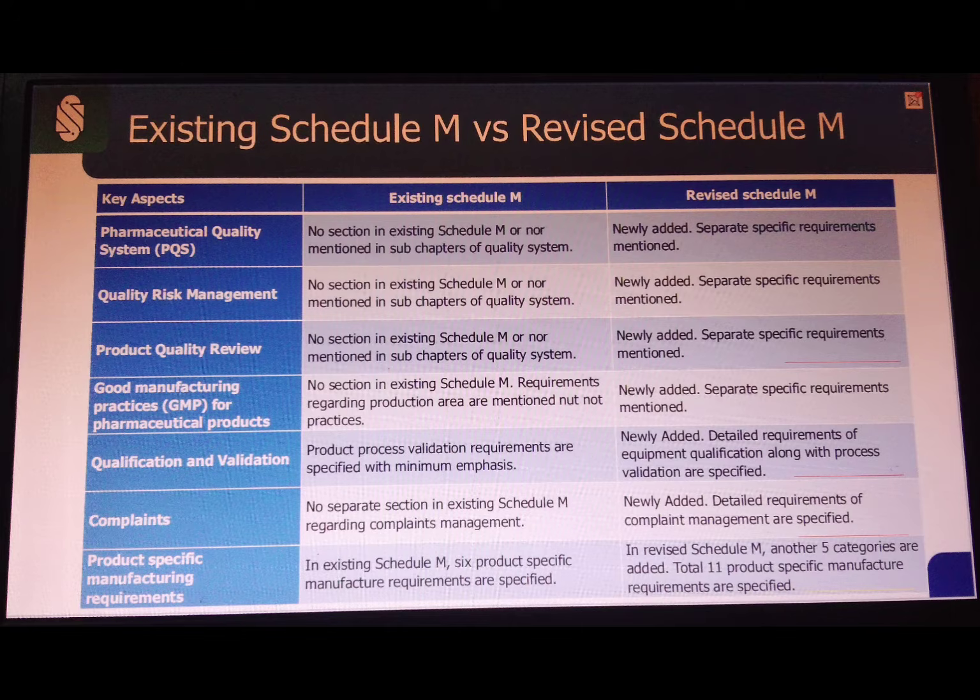Product specific manufacturing requirement. In the existing Schedule M, 6 product specific manufacturer requirements are specified. On the other hand, in the revised Schedule M, another 5 categories are added. Total 11 product specific manufacturer requirements are specified.